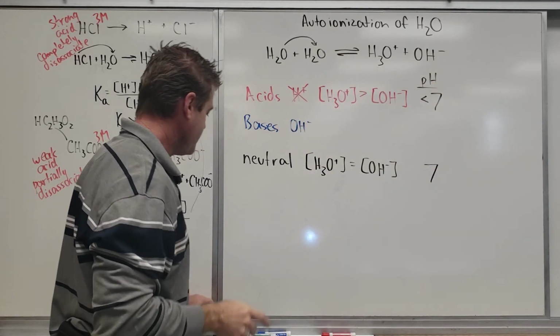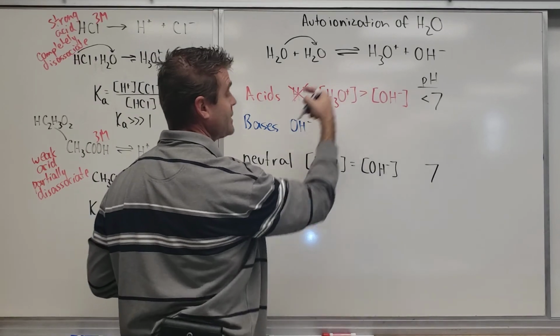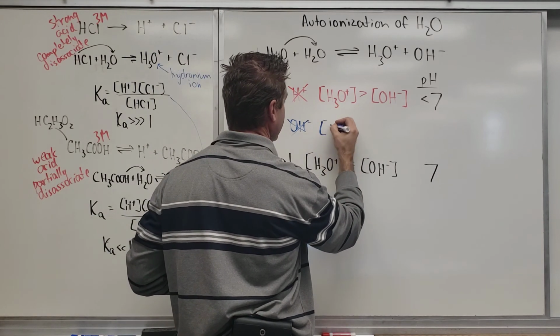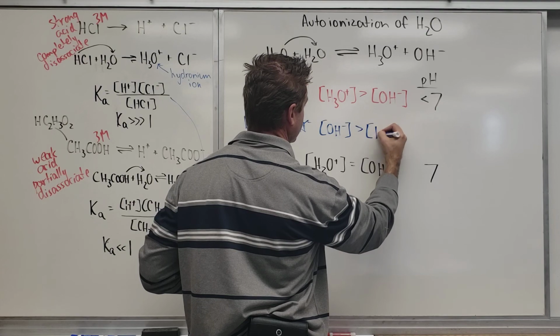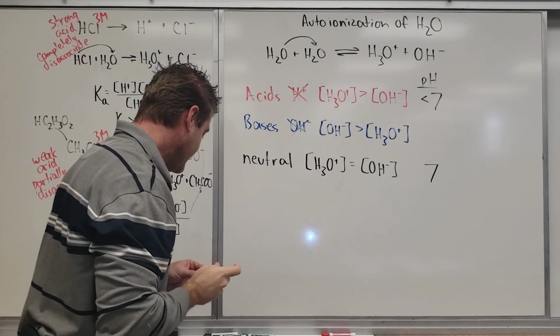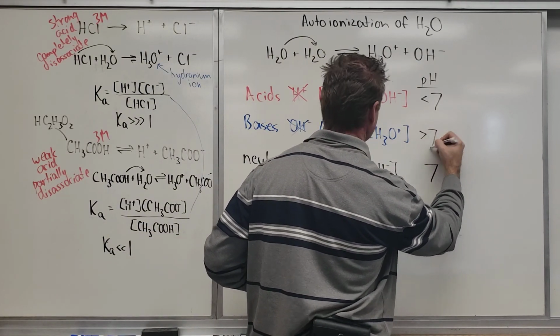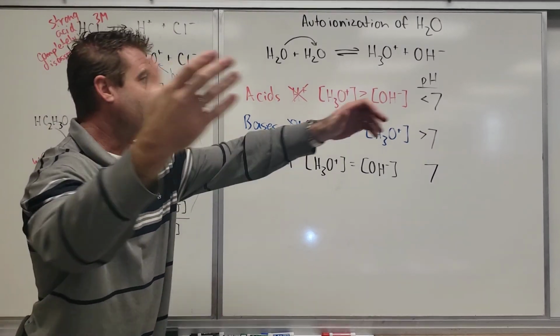And what makes a base a base? Not just the fact that it has hydroxide ions, because hydroxide ions are in any water-based solution. It's when the hydroxide ion concentration is greater than the hydronium ion concentration. It's the opposite. And in that case, you're going to get a pH value greater than 7. So once again, I wanted to clarify that.